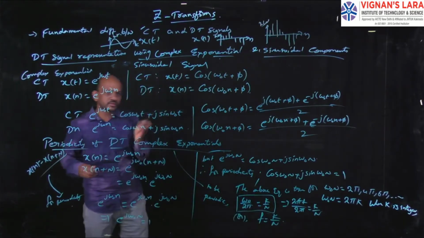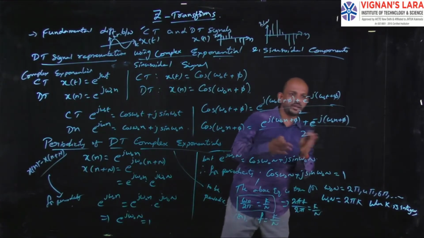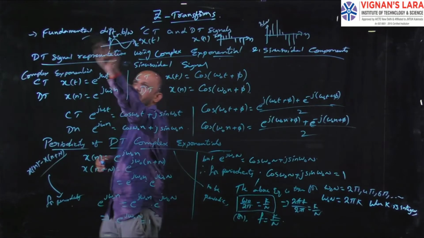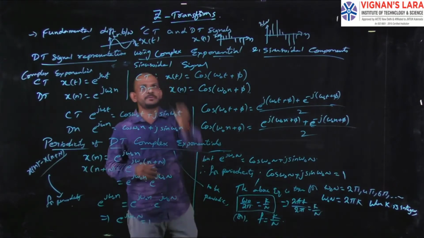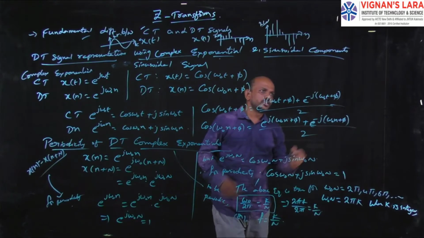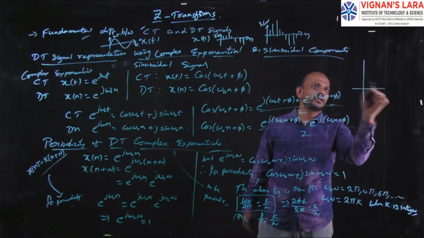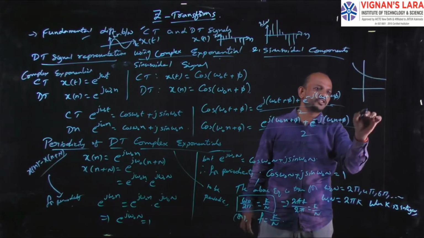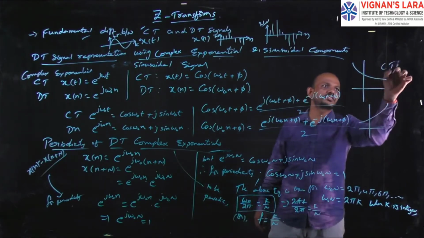I'm again reviewing what I explained, briefing the fundamental difference between continuous time signal and discrete time signal. If you go for the real exponential with respect to continuous time and with respect to discrete time also, I already explained. With respect to continuous time, the real exponential is either a decaying exponential or an increasing exponential.